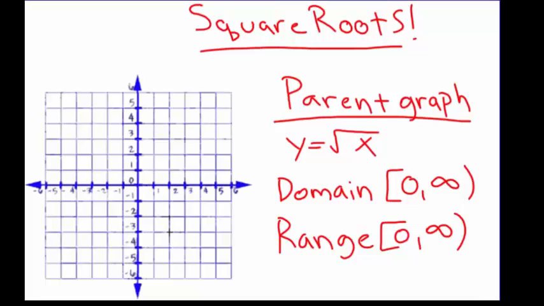Alright, today we're going to be talking about square root functions and how to graph them. Our parent graph is y equals the square root of x. Our domain will be from 0 to infinity, and our range will be from 0 to infinity. Notice how the graph grows. Over 1 up 1, over 4 up 2, over 9 up 3, over 16 up 4.